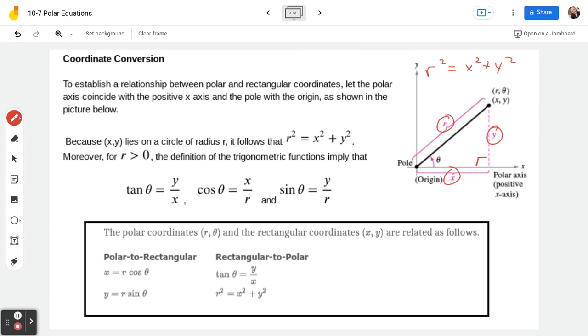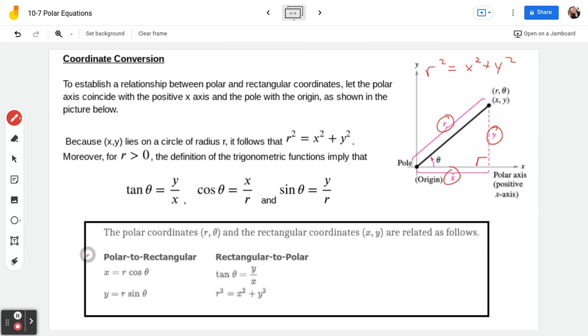One thing we want to keep in mind here is that we're going to keep r greater than 0. Using the definitions of trig functions, we usually say the hypotenuse or the distance is greater than 0, which means we can use tangent, cosine, and sine to represent polar coordinates, which is awesome. Just like we did in trig class all year, tangent is equal to y over x, cosine is equal to x over r, and sine is equal to y over r.